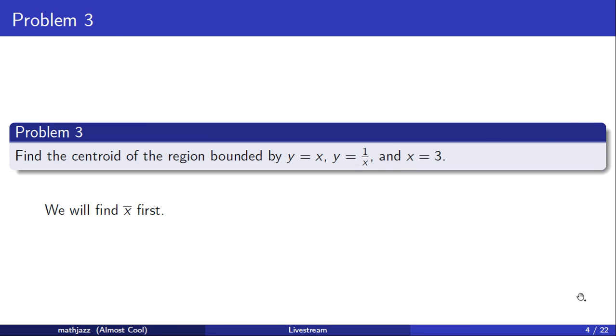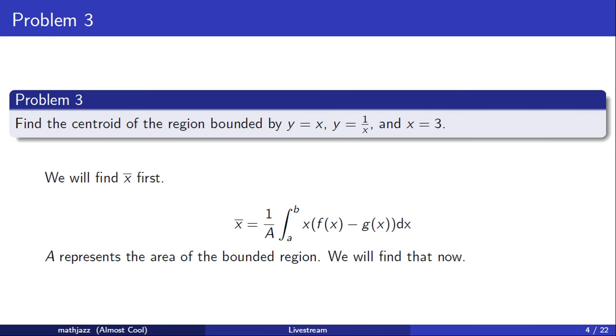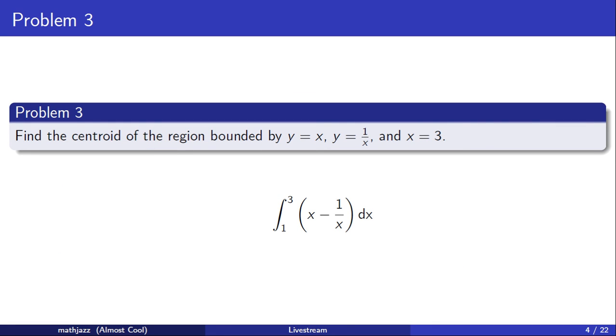We're going to find x bar first. Here is the formula for that. The A represents the area bounded by the region, or the area of the bounded region. So we're going to have to do an integral to compute that region's area. So to do that, we just take the integral of the difference of the two functions. Here are our two functions.